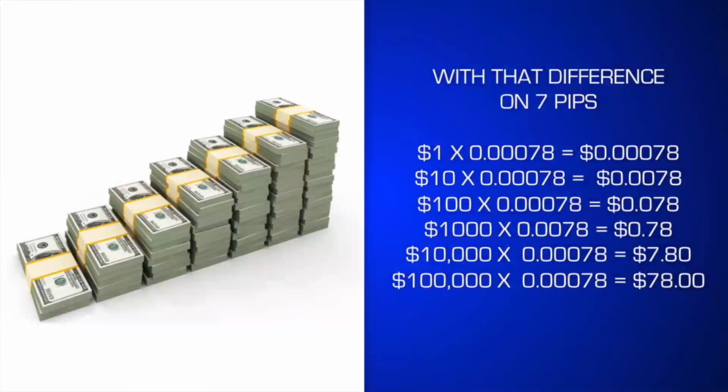Looking at that difference of 7 pips, how much money would you actually have to come to the market with in order for it to be worth something? So let's say you invested $1 into the Forex market. On $1 and you gained 7 pips, $1, okay, you would get 0.00078 cents. Really nothing.